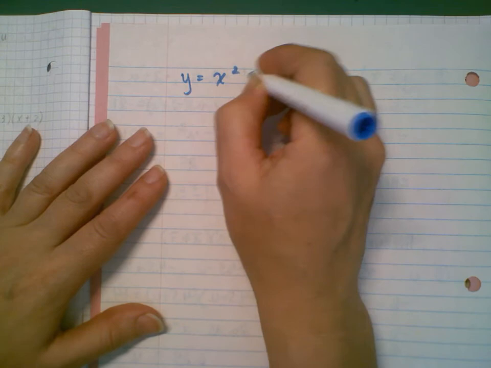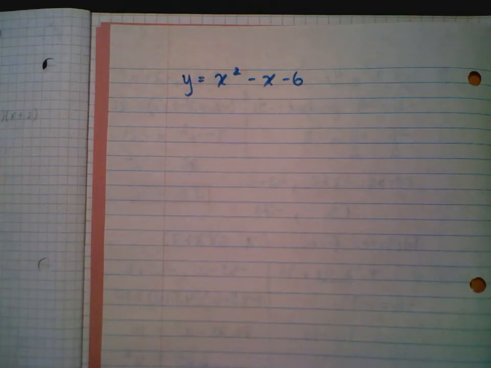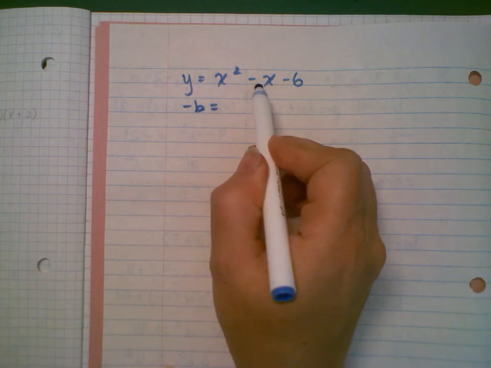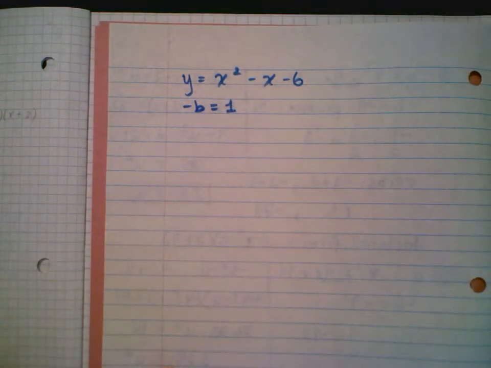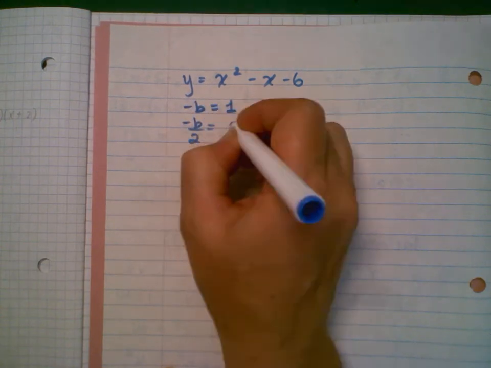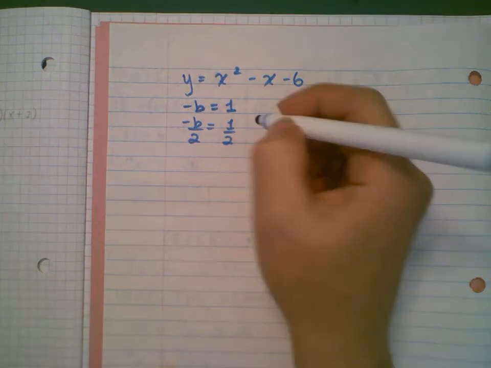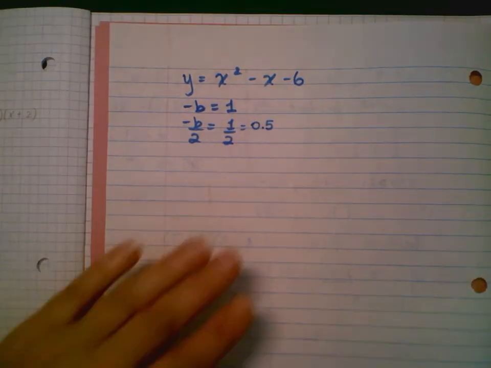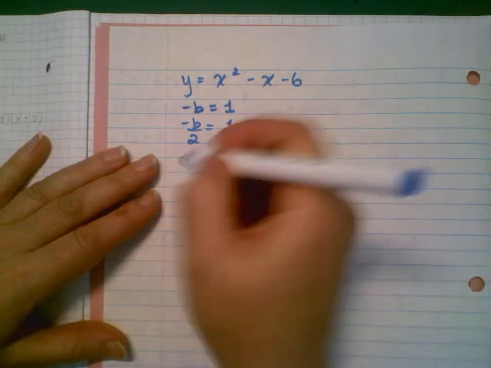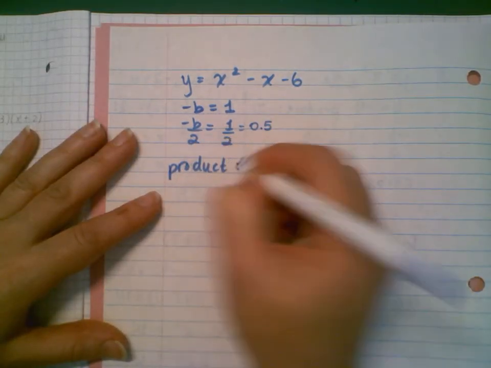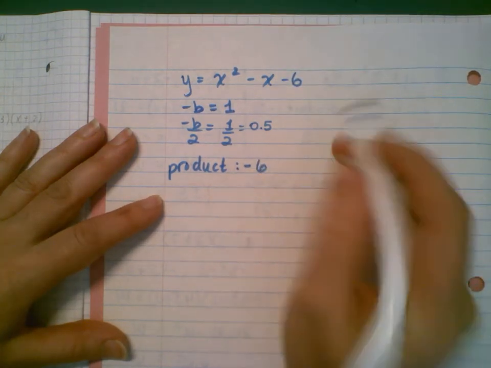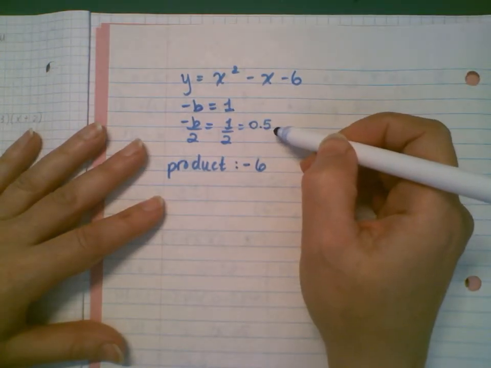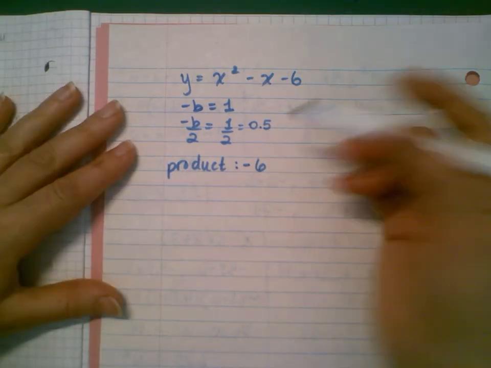x squared minus x minus 6. -b, in this case the coefficient is a 1, so -b is going to be positive 1. -b over 2 is 1 over 2, 0.5. And rather than putting in a fractional value there, I am going to use a decimal. The product that we're interested in is that constant term, so it's -6, it includes the sign. x equals 0.5 would be the axis of symmetry for this particular parabola if I were graphing it.